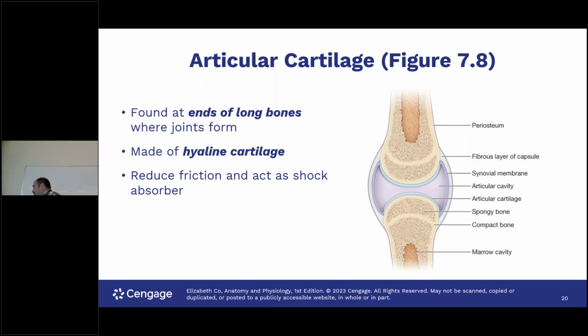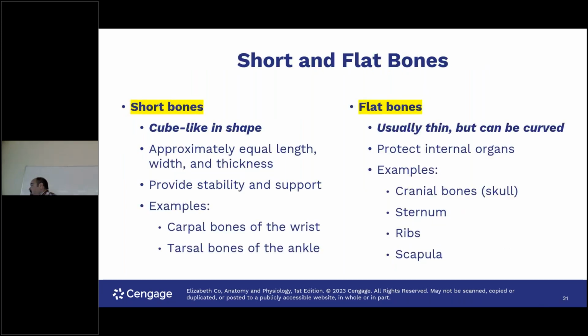Showing you what a synovial joint encompasses, and in particular talking about the articulating cartilage. It's hyaline cartilage. So we looked at examples of long bone and long bone anatomy. You'll see here there are short bones and flat bones. What do they look like? What's their significance? What are examples of them? You need to know that.